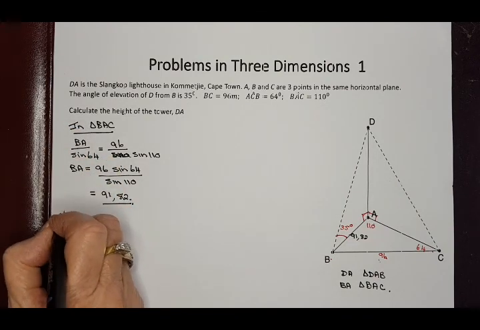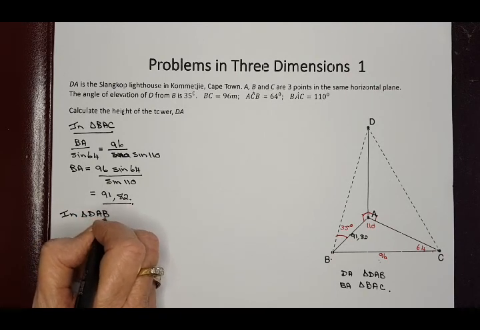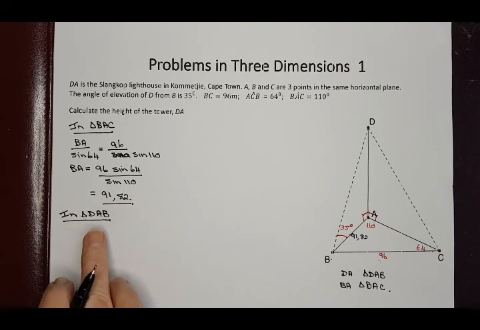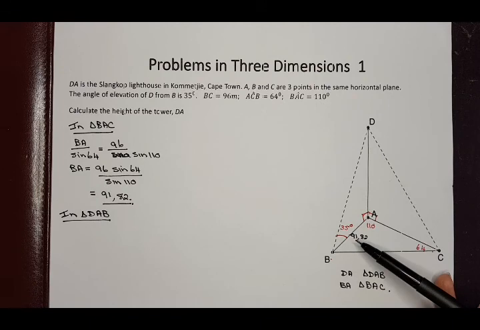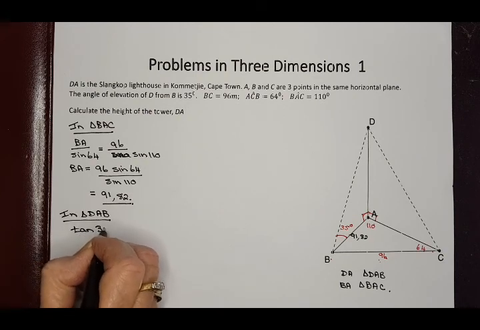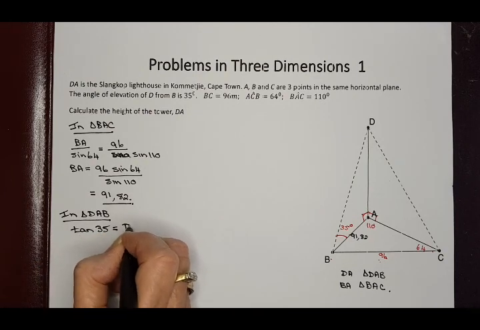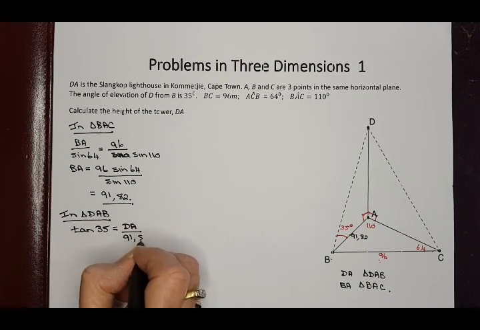I have enough information to work in that triangle over there. So I'm now going to move to triangle DAB. Triangle DAB is a right angle triangle, so I can use opposite, adjacent and hypotenuse. How am I going to do that? Well, I'm looking for my opposite and I know my adjacent. And so I'm going to write down that tan of 35 is my opposite over my adjacent.